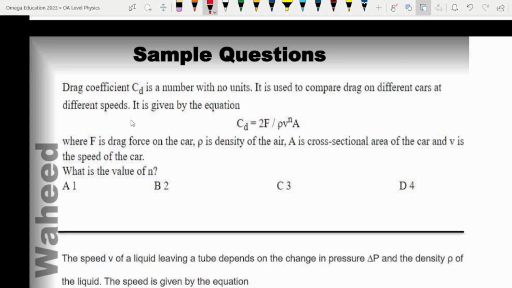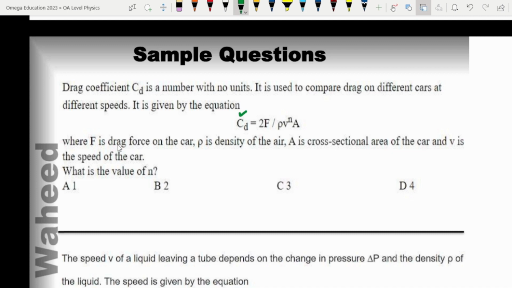Alright everyone, another paper 1 question. You're provided with this equation, and they have explained the quantities used in the equation. For example, CD, they are saying CD is just a constant, it has no unit. It is used to compare drag on different cars at different speeds. It is given by the equation.